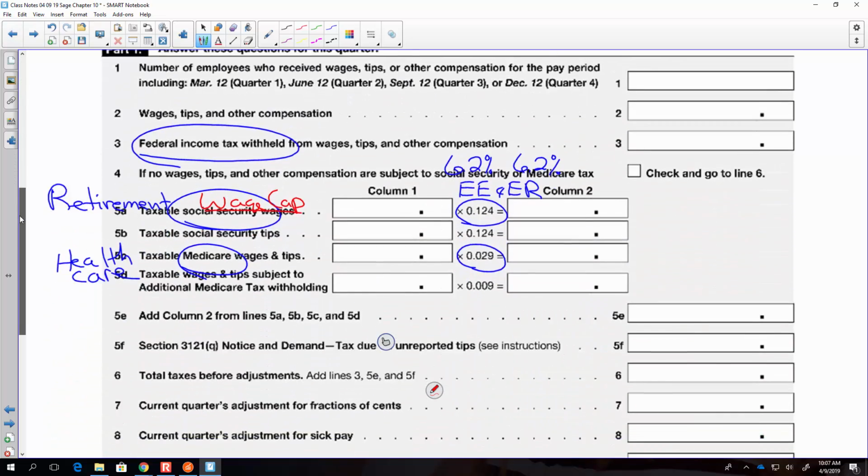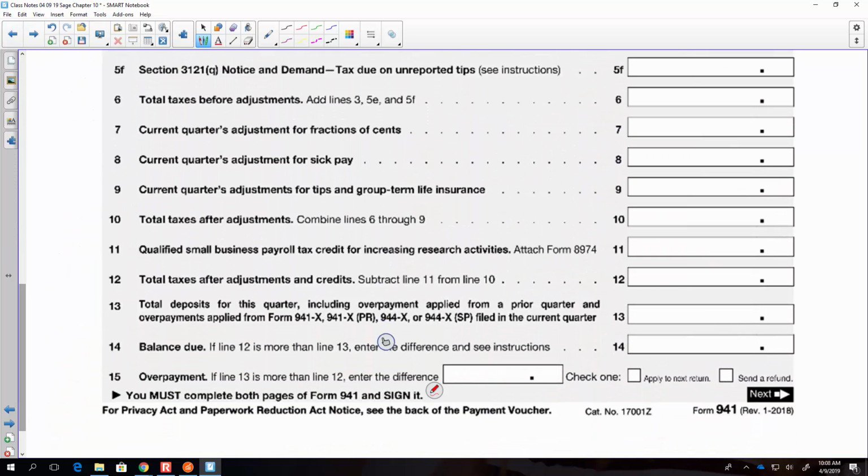Where's line 12? What does line 12 say? Total taxes after adjustments and credits. Yeah, right here. The IRS wants to be sure that you've made your deposits on time and for the full amount. Large penalties again if you don't make your deposits on time. So that's what they're trying to figure out here, whether you are depositing on time. And the goal here, what balance should I have? Zero. You should not be paying any money in on this form.